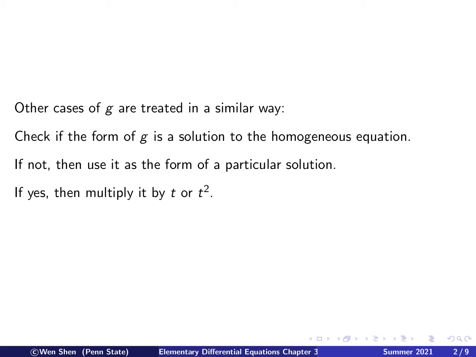So when would this be a problem? Well, that is the case when the form of this g will provide a solution to the homogeneous equation. Then it will never work. And if this is not a solution of the homogeneous equation, then this form will work, and we will use this form as a particular solution. And then if it is a solution to the homogeneous equation, then this doesn't work, then we can take the form and multiply it by t, and sometimes by t squared, if by t doesn't work.